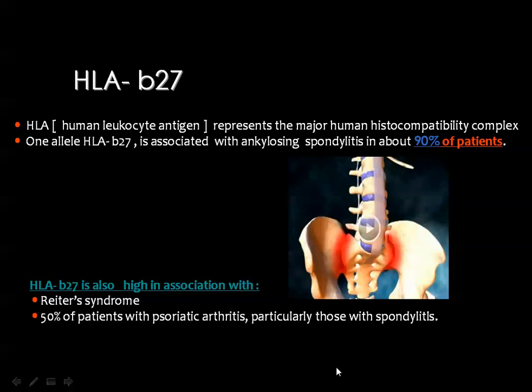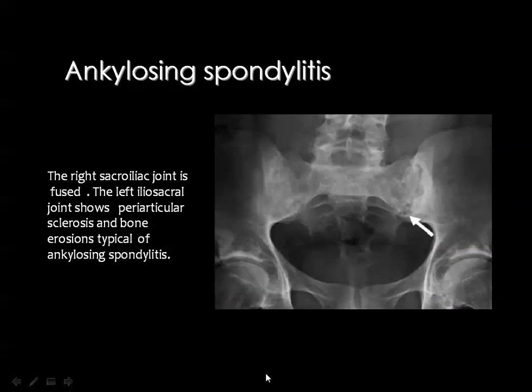Then HLA antigen is the human leukocytic antigen, which is present in about 90% of patients with ankylosing spondylitis. This HLA-B27 can also be seen in Reiter syndrome and some patients with psoriatic arthritis, especially those affecting the spine.